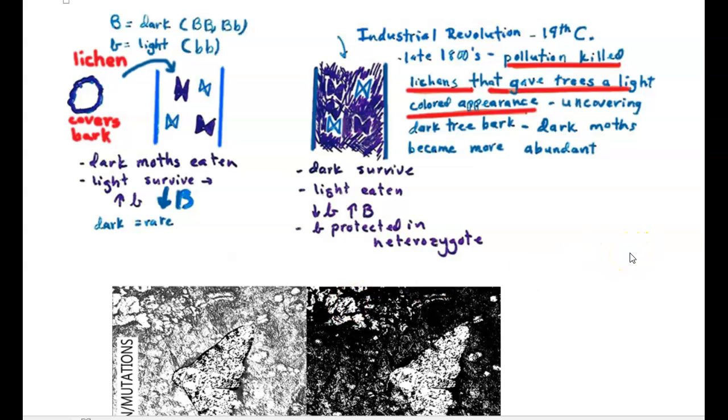So the dark are going to survive. The light ones are going to get eaten. And what's going to happen? Decrease recessive alleles, increase dominant alleles. And even though every single light-colored moth is going to be eaten, you're still going to get light moths if we cross two heterozygotes, because that little b is going to get protected by the heterozygote. All right, so this is our example of natural selection.